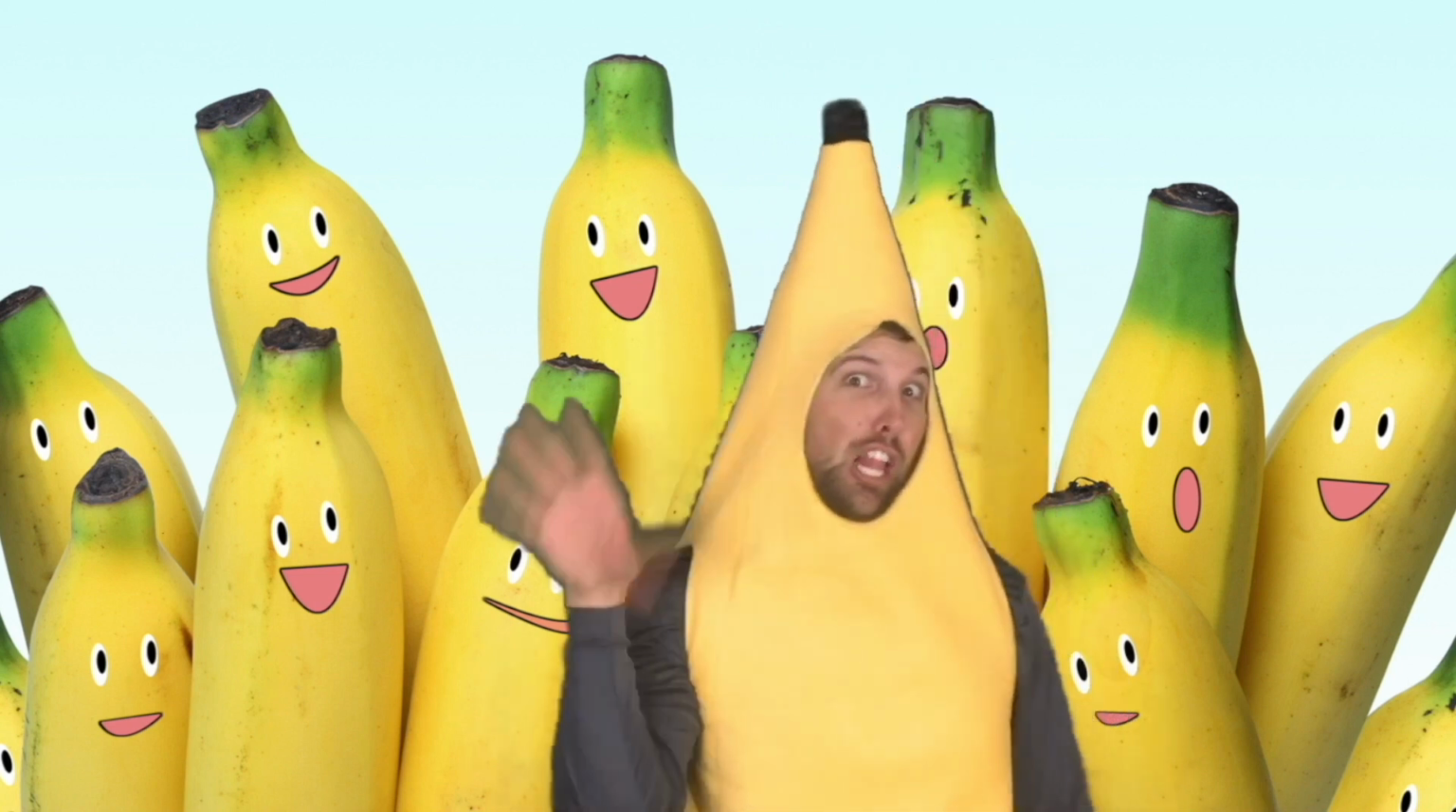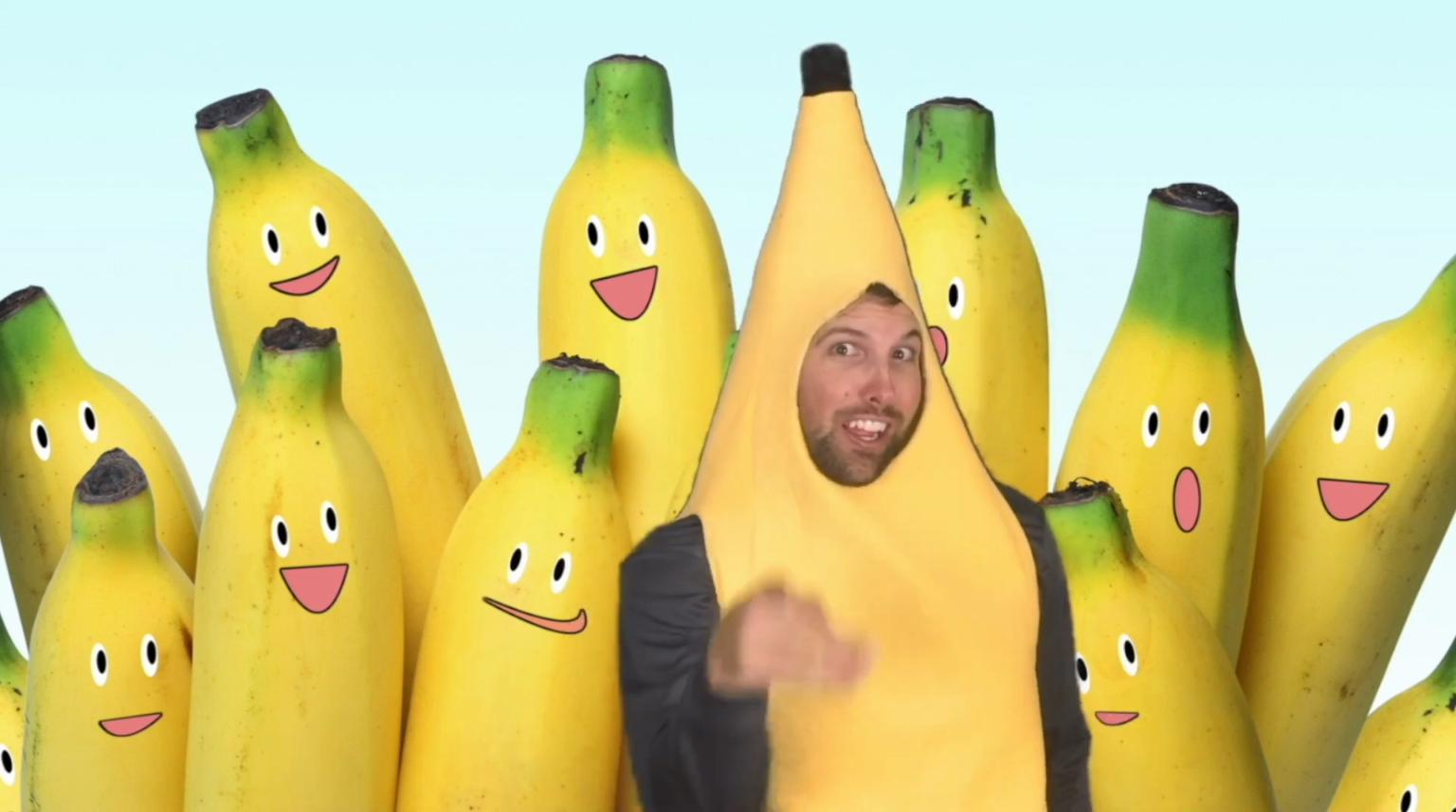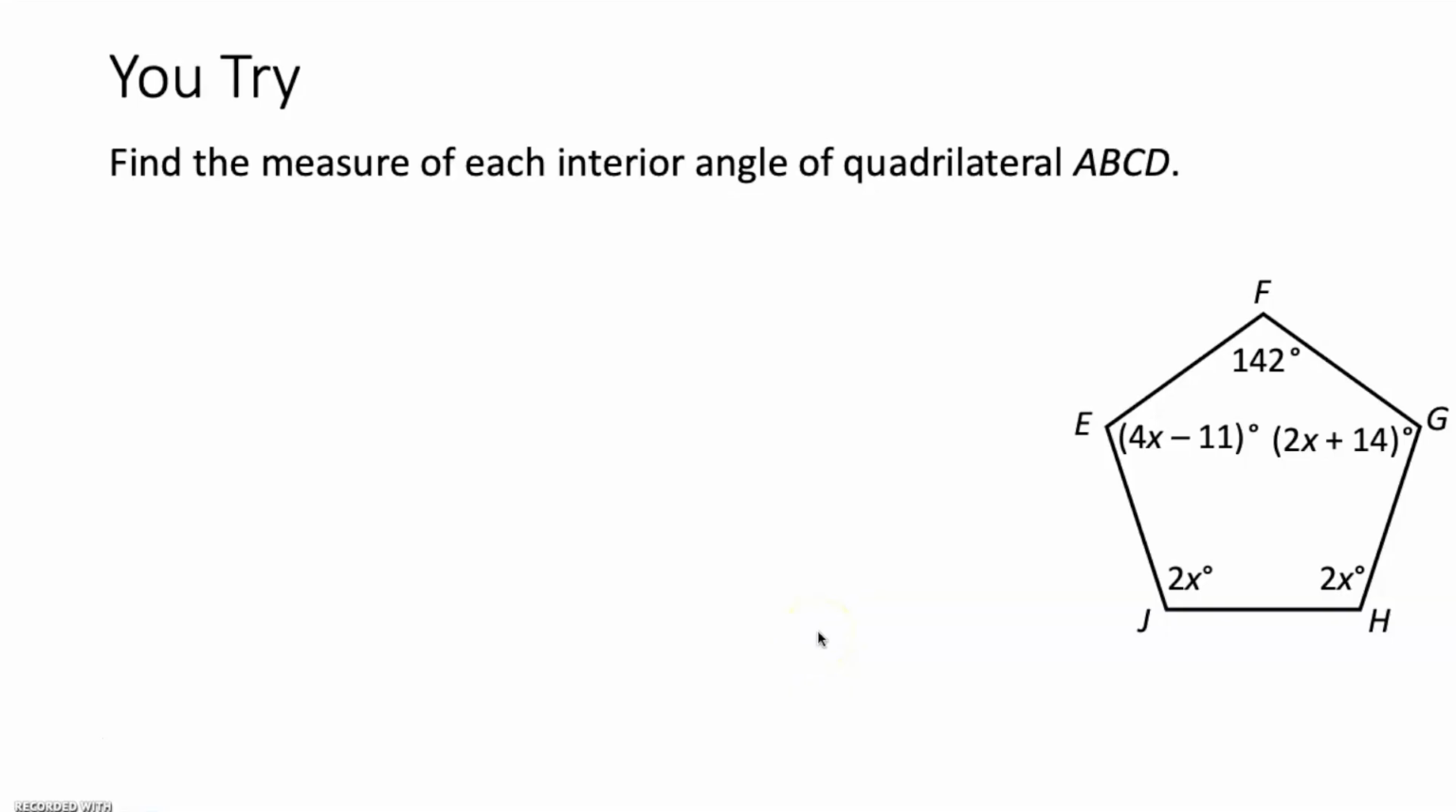It's a you try! So we want to find the measure of each interior angle here. So we already know the measure of angle F. We just need the measure of angle E, measure of angle J, measure of angle H, and the measure of angle G. Again, to do this, we need to set up an equation that relates all of these angles.